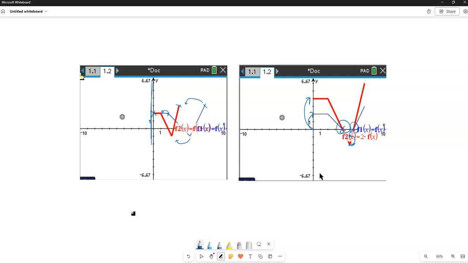Now there's a bit of a pattern here. You'll notice that this was f of 2x, and it multiplied the distances by a half. This is 2f of x, which doubled everything. Now I think it's fairly intuitive to say that multiplying is going to be a stretch. If not, you're just going to have to remember it.